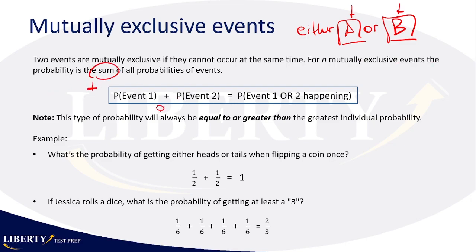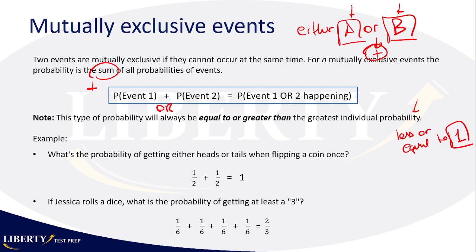Usually this is going to be given by OR, right? Instead of AND, you have OR. So that's why either OR here indicates an addition. So you're going to add the probabilities. This type of probability will always be equal to or greater than the greatest individual probability. Remember, whatever you add at the end, it's always going to be less than or equal to 1. Not even the sum of probabilities can be greater than 1.